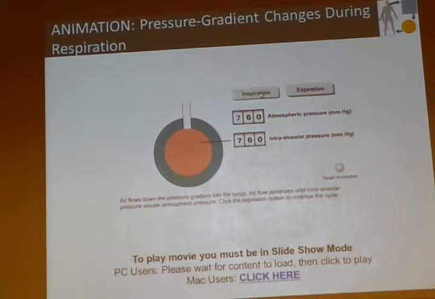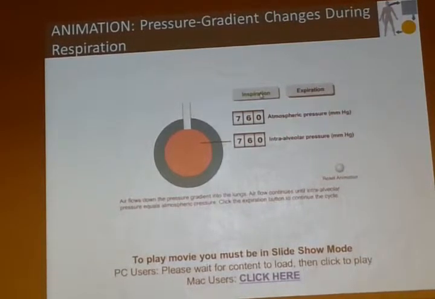That's going to increase the pressure back to 760. So when going down to 759, and then as the air is flowing in and now bouncing off the walls, then the pressure goes back up to 760.